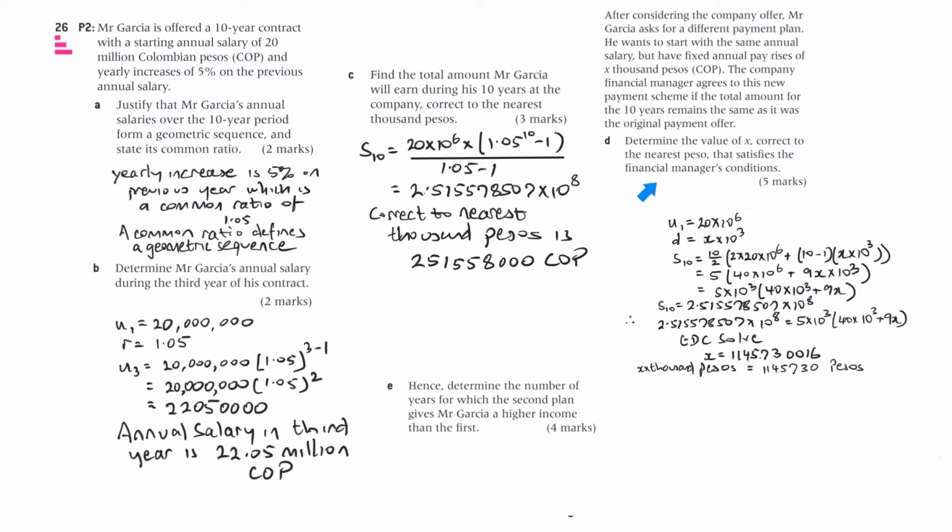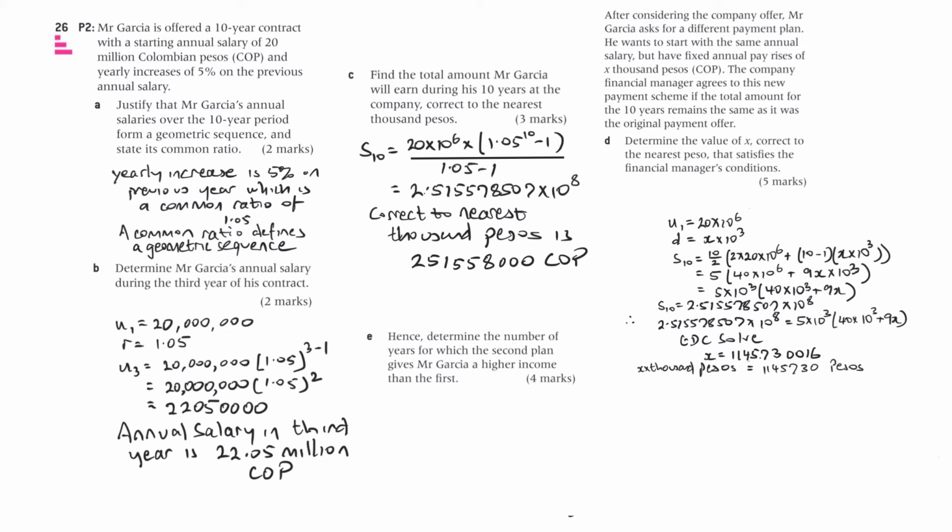And then we were told here, part of the condition was the company financial manager agrees to this new payment if the total amount for the 10 years remains the same. Well, that means it must be equal to this one. So the summation must be equal to that on the left-hand side, and that equals what we got here, and we have to find x. We use the GDC solve function, and we get 1145.730016. Remember, that's in thousands of pesos, so the peso answer is 1,145,730 pesos.